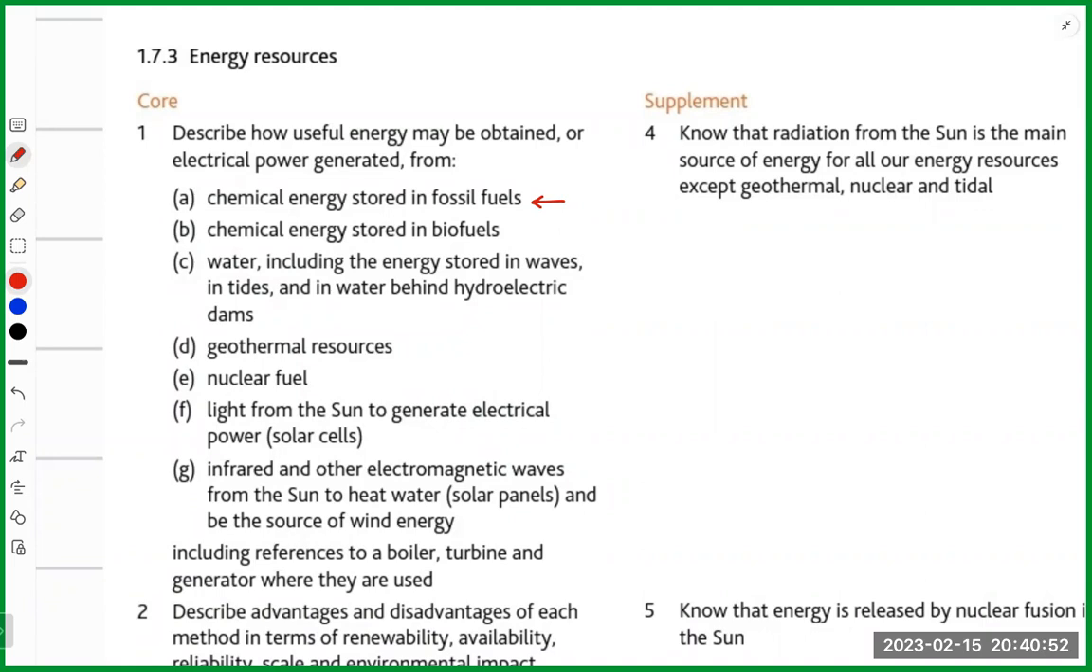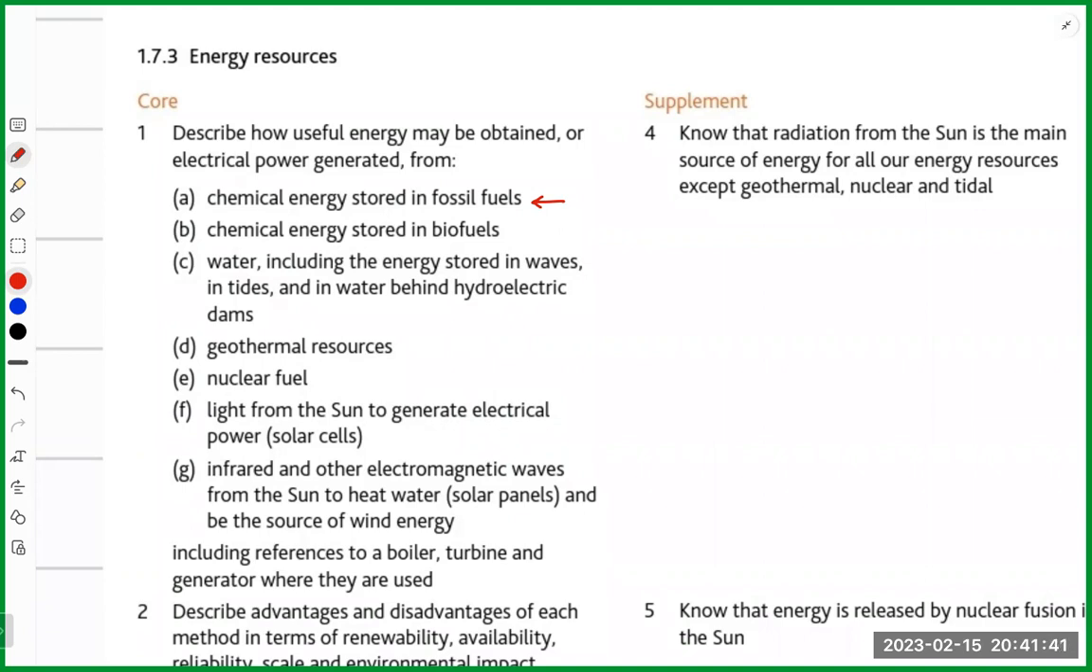Now, chemical energy stored in biofuel. Again, they are equally harmful for the atmosphere, but the good thing is that they are not scarce. They can be regenerated. So biofuel is an example of a renewable source of energy. In countries like Brazil and some parts of Australia, we use wheat to produce alcohol, and that alcohol is used to drive cars. That alcohol is used to burn in generators to produce electricity. So biofuel is a good example of a renewable source of energy, but still it is harmful for the atmosphere. When it burns, it produces carbon monoxide and carbon dioxide in excess.